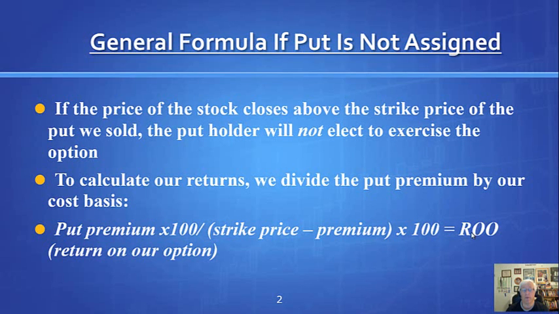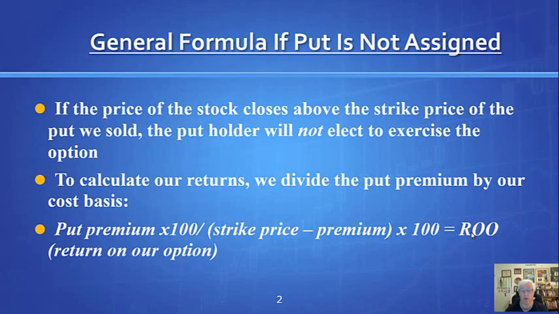So there are going to be three formulas we're going to discuss. The first one is if the put is not assigned. And that will happen if the price of the stock closes above the strike price of the put that we sold. In that case, the put holder will not elect to exercise that option. Let's think about that for a second. Let's assume we sold a $50 put, and the price of the stock closes above 50, let's say 52. Well, the put buyer is not going to elect to sell those shares to us at 50 when they could be sold at market for 52. So the option expires worthless.